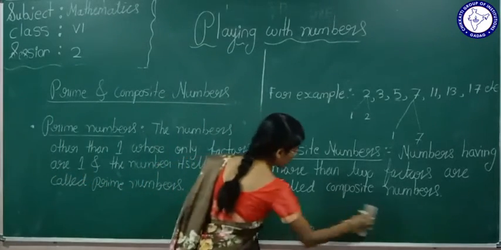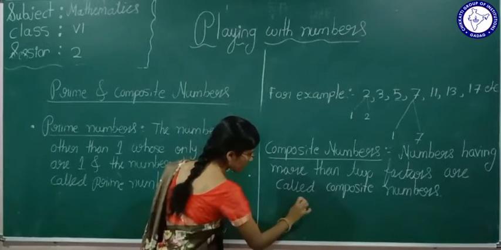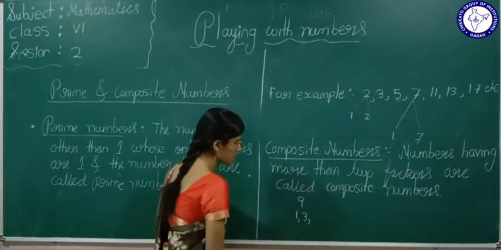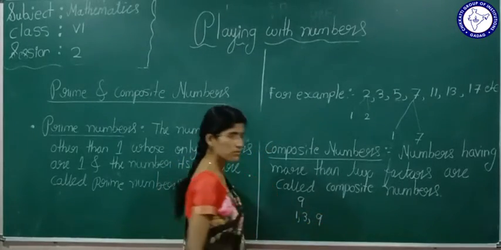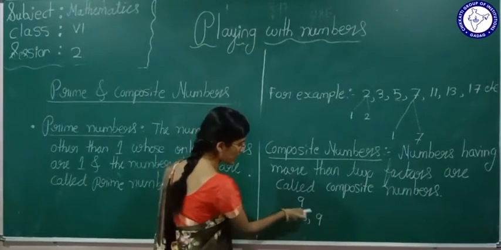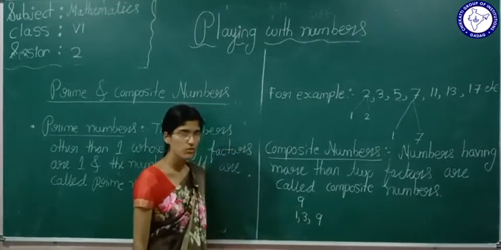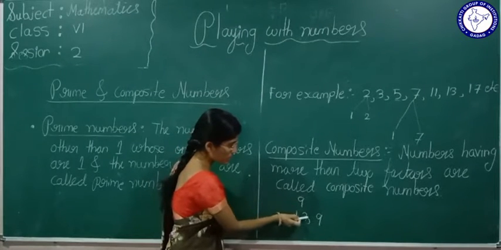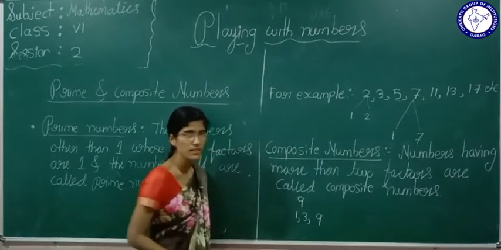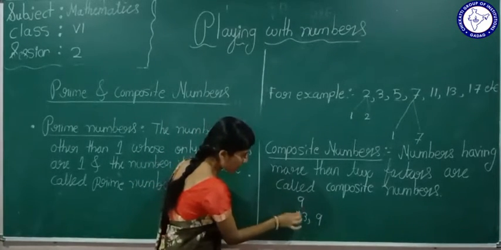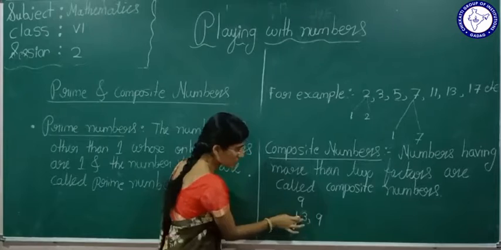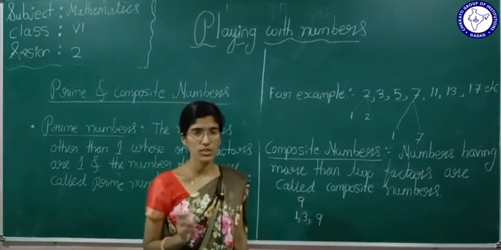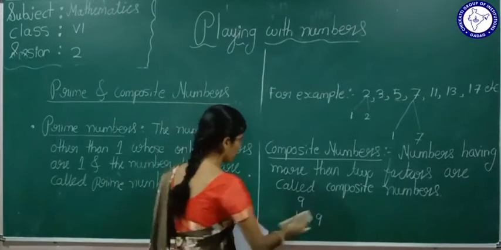Now say, what about 9? Is 9 a composite number? See, 9. What are the factors of 9? 1, 3, 9 are the factors of this 9. Yes or no? So how many? 1, 2, 3. 9 has 3 factors. So leaving 1 and the number itself, it has 3 as a factor of 9. Yes or no? Then such numbers are called what? Composite numbers.